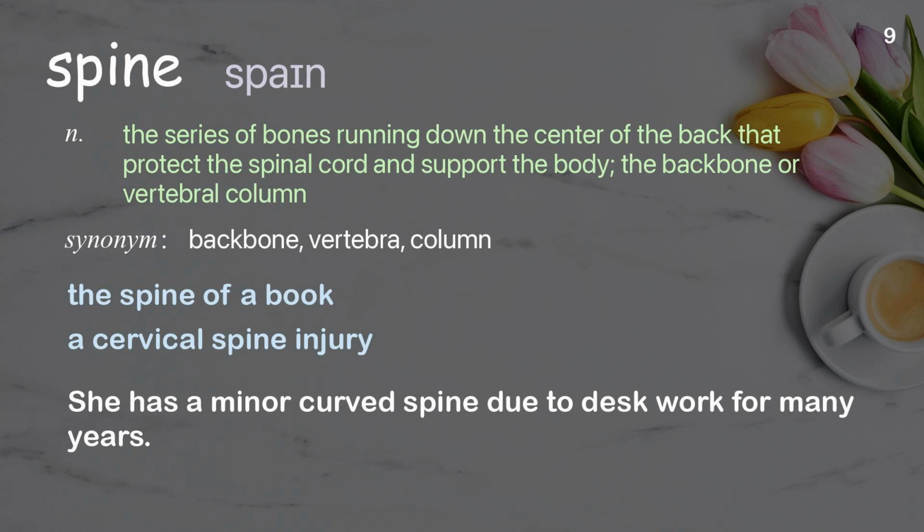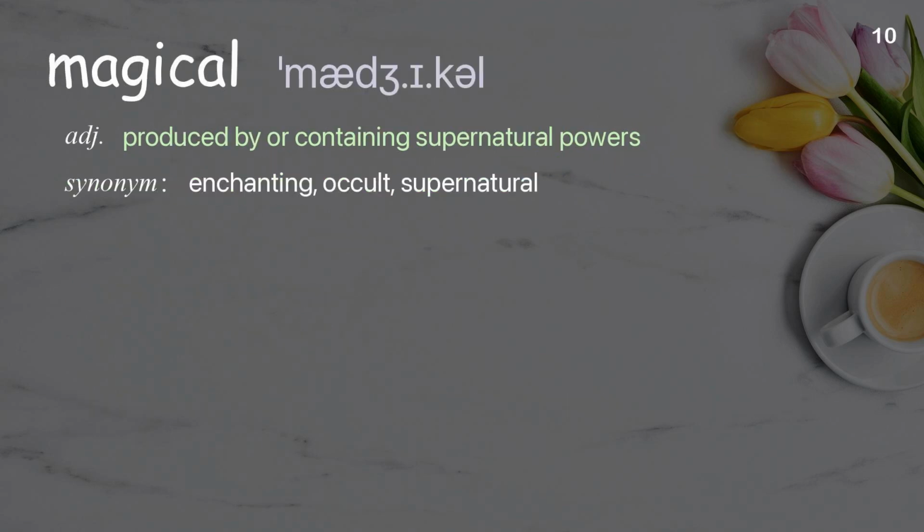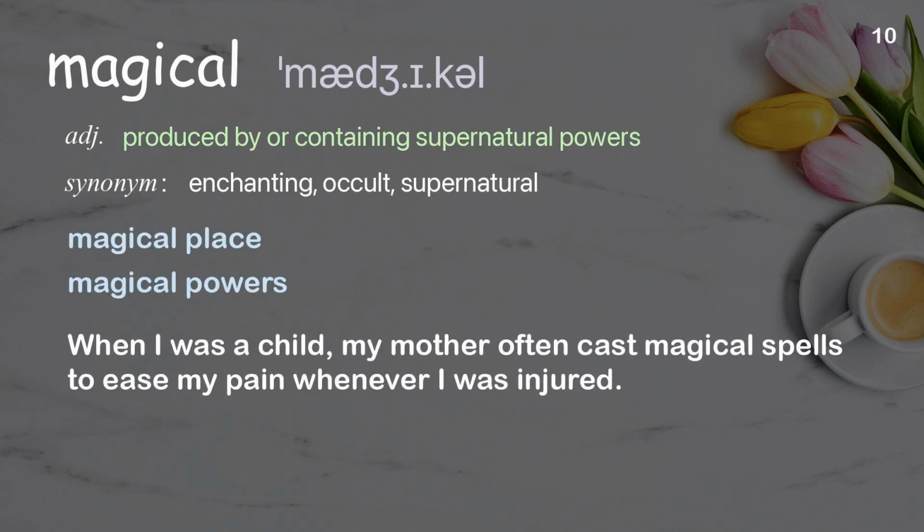Magical. Produced by or containing supernatural powers. Examples: Magical place. Magical powers. When I was a child, my mother often cast magical spells to ease my pain whenever I was injured.